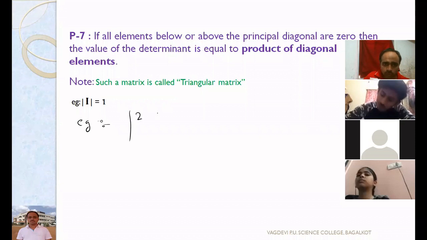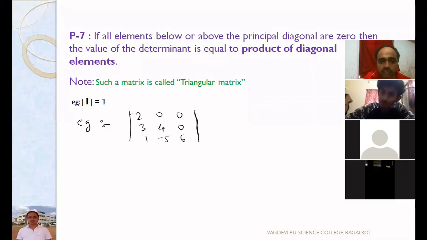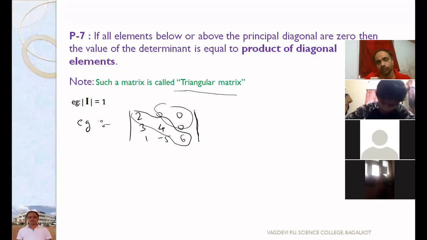Determinant of 2, 0, 0, then 3, 4, 0, 1, minus 5, 6. So according to this statement, the elements on one side of the diagonal, below or above, are 0 here. The elements above the diagonal are 0. These are the diagonal elements, 2, 4, 6. This is called the principal diagonal. And the elements on the above side, on the right side, are 0. Such a matrix is called a triangular matrix. So this is a determinant of the triangular matrix.